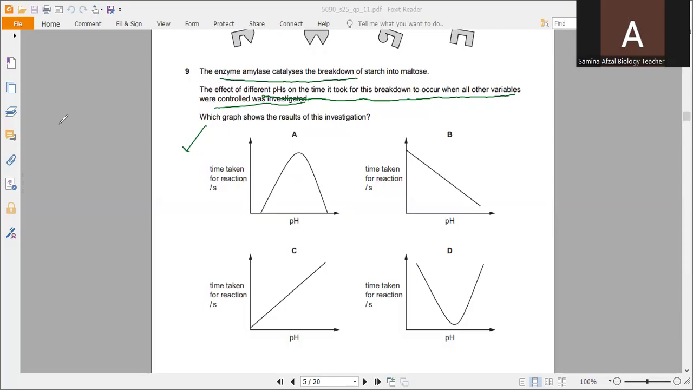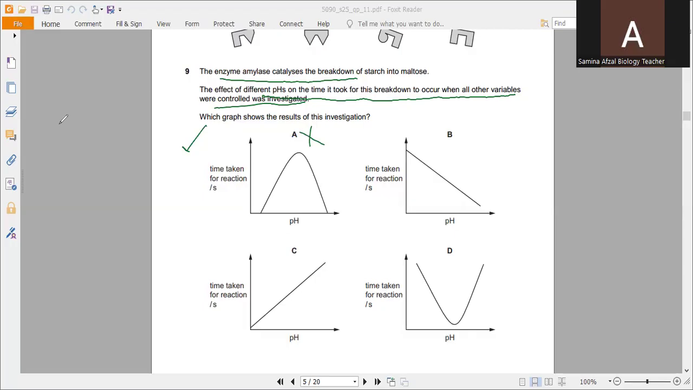So here you can see the different graphs. First of all, I will go with the graph A. So this shows time first increasing, and then it will go down. So the enzyme gets more and more efficient at higher pH levels, without an optimum, which is not true for amylase. So A is not the correct option.